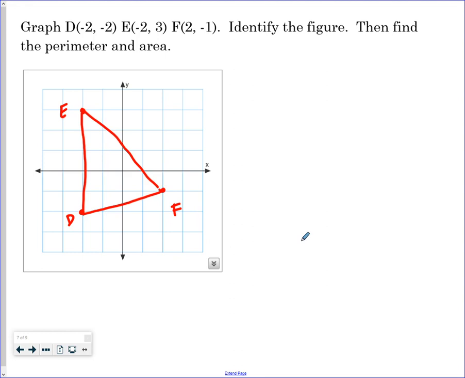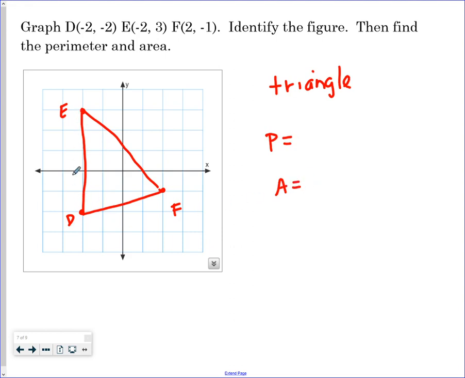So, step 1, graph. Okay, check. Check with mine, make sure it's right. Identify the figure. What is this? Triangle. Good. Then find perimeter and area. Okay? So again, perimeter is where you add up all the sides. So I'm obviously going to have to find what all the sides are.